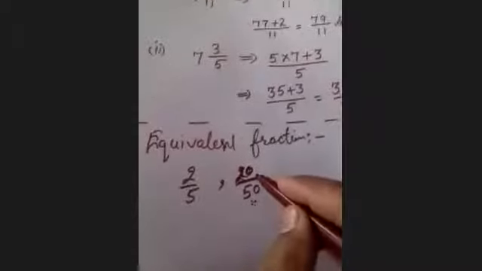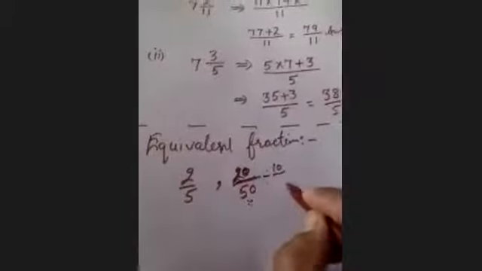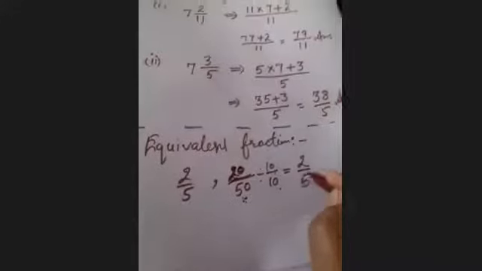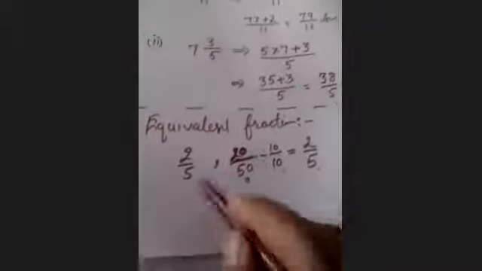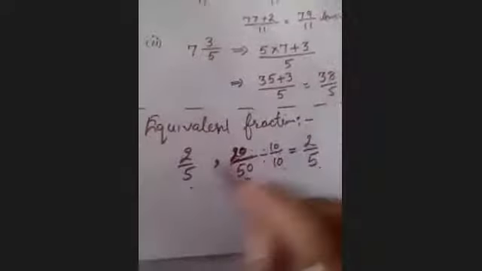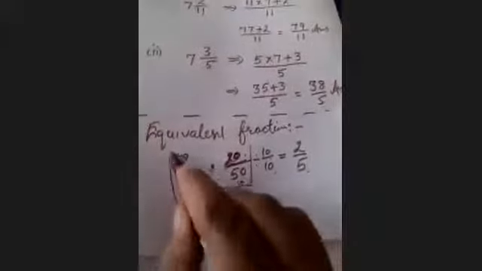Both are multiples of 10. So divide the numerator as well as the denominator by 10. 10 divided by 10, we get 1. And 50 divided by 10, we get 5. So when we reduce this fraction into its simplest form, we get 1 upon 5. It means these two fractions are equivalent fractions.